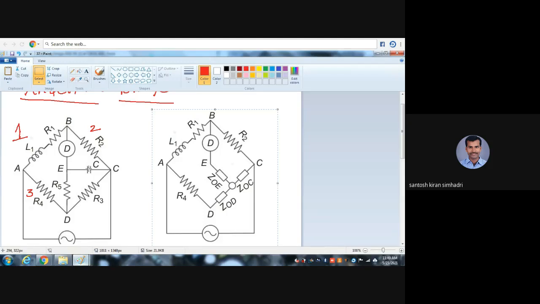Yes, it is somewhat extended. It is called ZOD, so we have to extend this ZOD. ZOD plays a major role with this R5 and R3. Then ZOC is interrelated with this R3 and this capacitance. There is no need for ZOE, because when the bridge is balanced it is an open circuit.